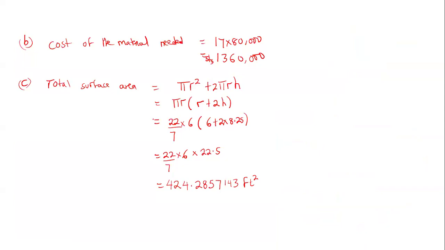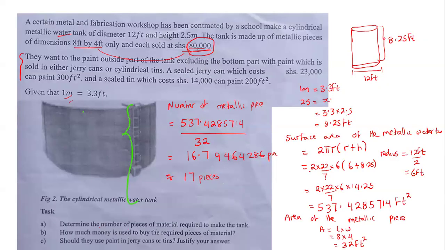But now, still, I want to warn you here for this particular part. I know another person would have preferred to go on and say, since I want that area, I have already obtained my area for the whole thing. Can't I just subtract the pi r squared? Which is really very fine. Someone could just get this area and say 537.4285714 minus the area of a circle, which is 22 over 7 times 6 squared.